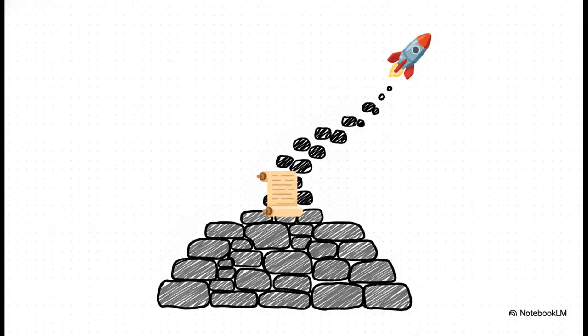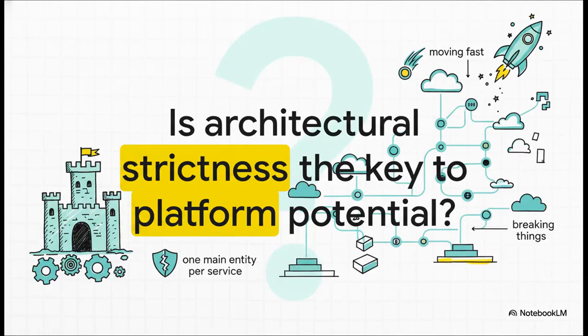So if you take just one thing away from all this, it should be this. These strict rules around entities and FQDNs aren't just arbitrary technical details. They are the carefully chosen foundation for a long-term strategy. It's a deliberate trade-off, and it's all designed to build a platform that can truly last. And that kind of leaves us with a final thought to chew on. In an industry that is so often about moving fast and breaking things, is it possible that this kind of upfront architectural discipline is actually the real secret to building systems that don't just scale, but create entire new ecosystems of innovation?